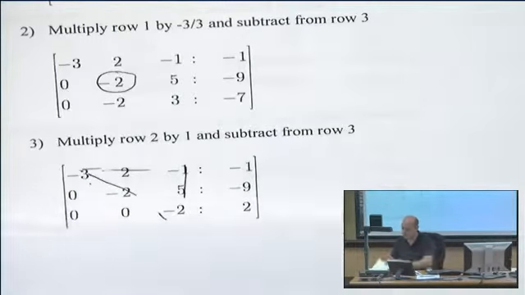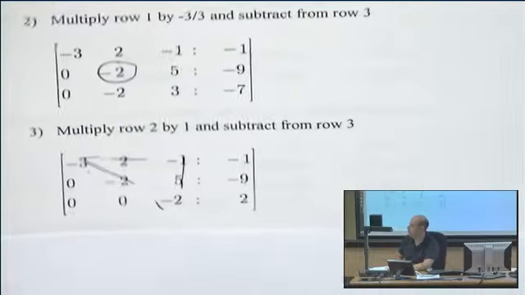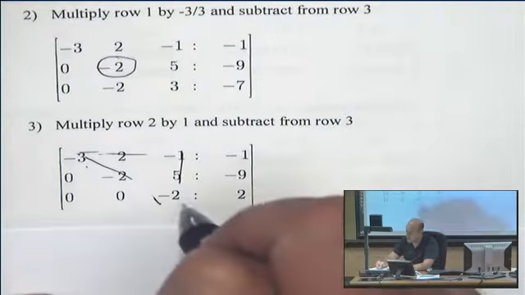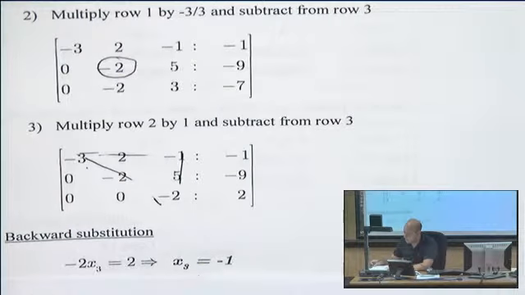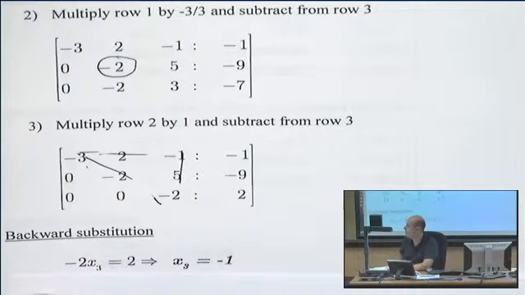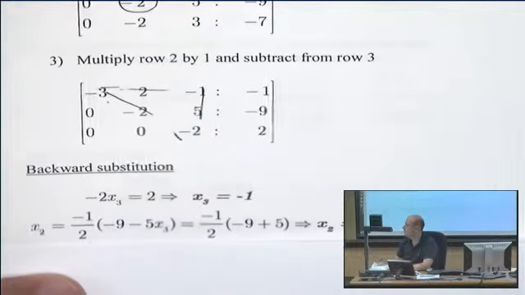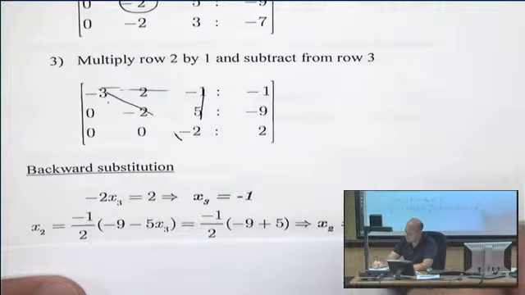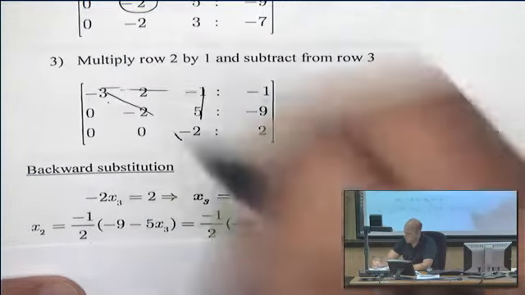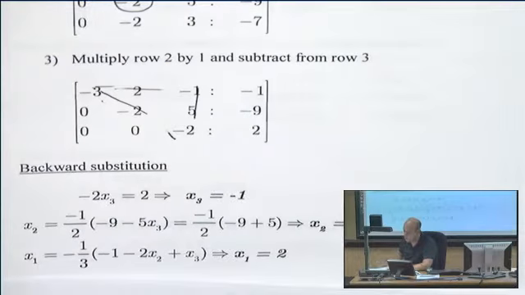Then what you do is back substitution, and back substitution is a lot easier than forward elimination. You get minus 2 times x3 is equal to 2, and so x3 is equal to minus 1. Then you go to the second row: minus 2x2 plus 5x3 is equal to minus 9. You plug that in, solve for x2, and you get 2. So x3 is minus 1, x2 is equal to 2. You plug those into the first row, and I calculate x1 is equal to 2.